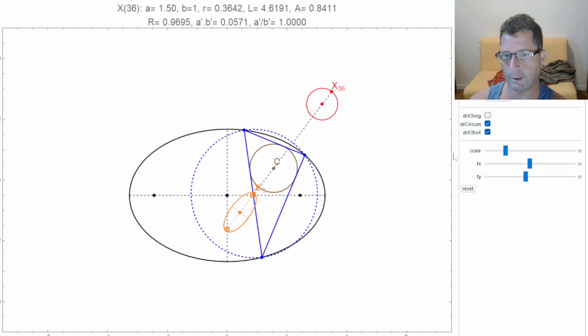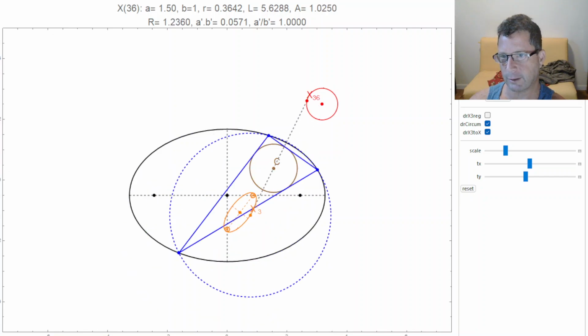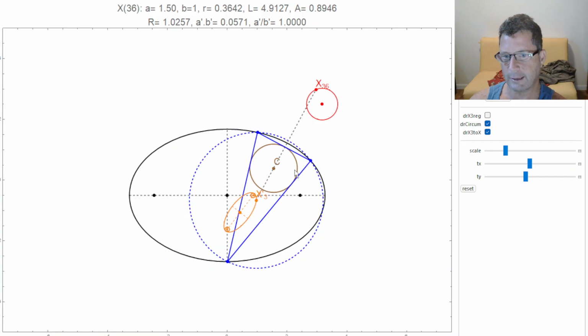And by the way, I'm drawing this line that connects the circumcenter to the triangle center X36. So you can see that the center C, which is being inverted with respect to the circumcircle, is collinear with these two endpoints, right? So as expected, when you invert a point, in this case C, with respect to an inversion center, the inversive image must be collinear with those two. So I'm drawing that line there.